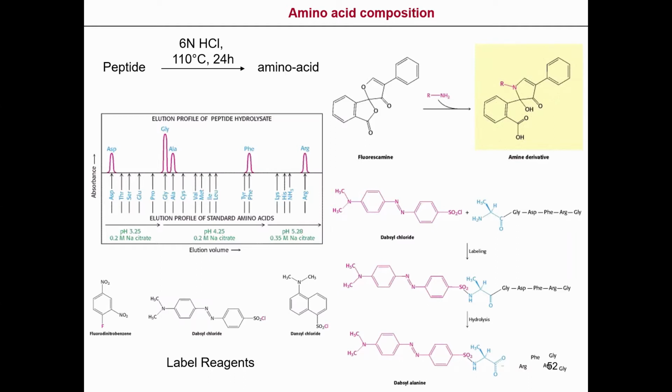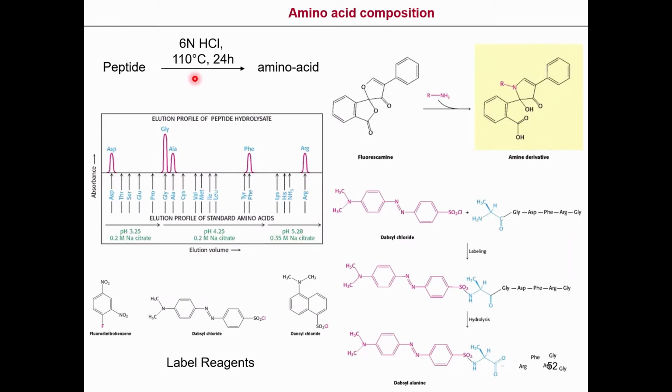So the first slide is about the amino acid composition. It means we know how many amino acids of what kind you will have in your peptide, but you don't know the order of the amino acids in this peptide.